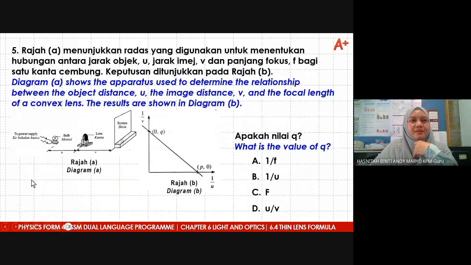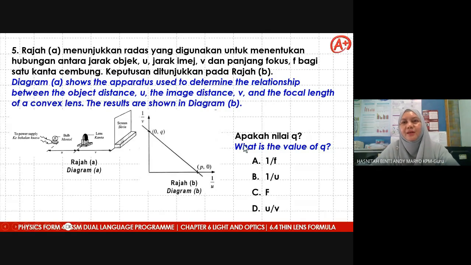Okay, then next question. You are given this diagram, diagram A. It shows the apparatus used to determine the relationship between object distance, image distance, and the focal length of a convex lens, as in experiment 6.3 earlier. And this is the result of the experiment shown in diagram B. So a graph of 1 over V against 1 over U is plotted. And from this pattern, it shows that 1 over V decreases linearly with 1 over U. There are two marked points on this graph. The first point up there has coordinates 0, Q. And the point here has coordinates P, 0.